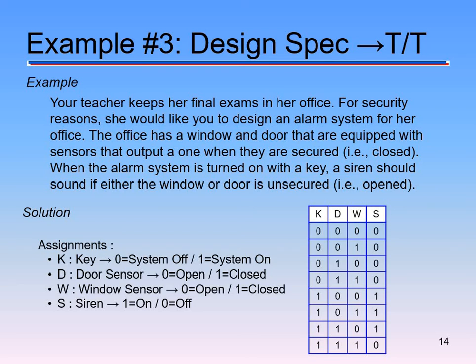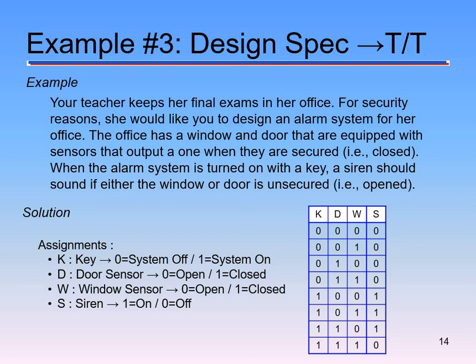We have the key, we have the door sensor, and the window sensor, and then we have our alarm, our siren, our audible that's going to go off. Okay, so you should be able to read through the paragraph and identify that we have the window, the door, and the key for this alarm to work.